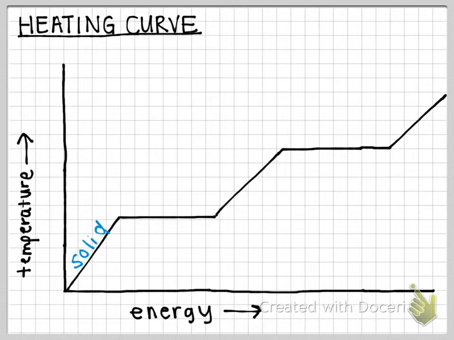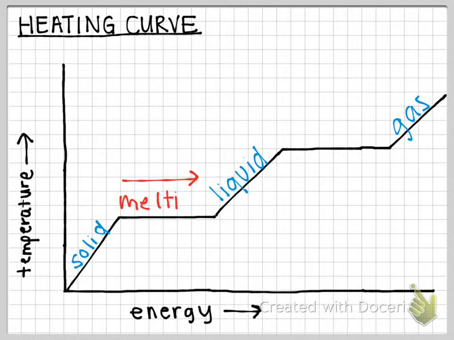Solid is the first phase, lowest temperature, lowest amount of energy, and then liquid. And then the last one is gas. So those are the phases, and then the horizontal lines are going to be your phase changes. So going from solid to liquid, we have melting. And then going from liquid to gas, we have evaporation.